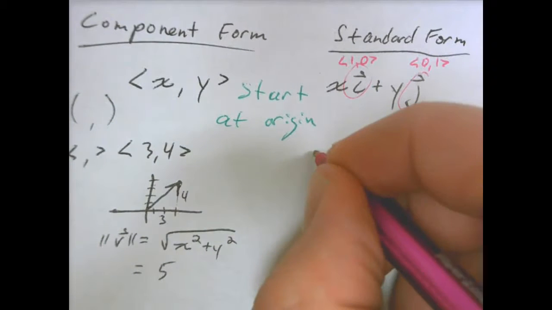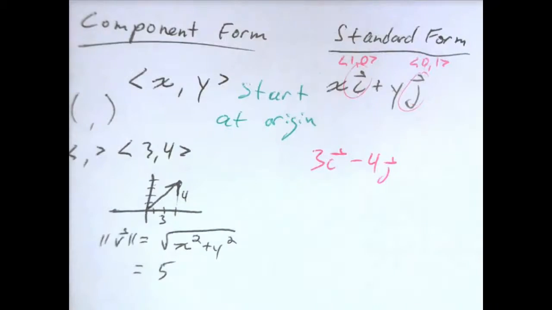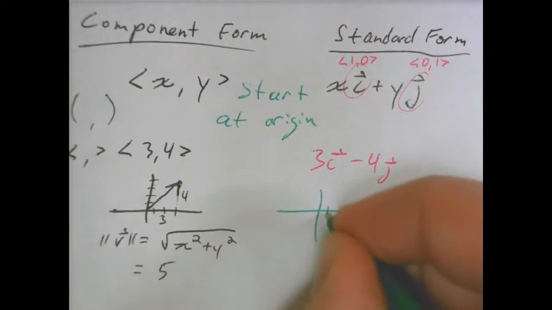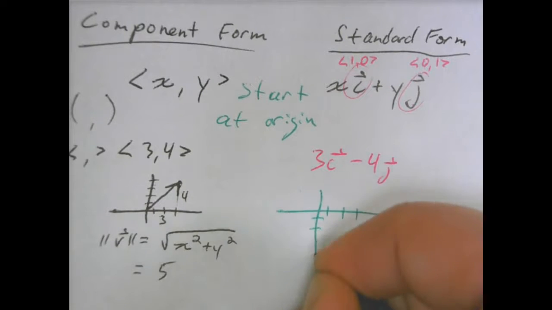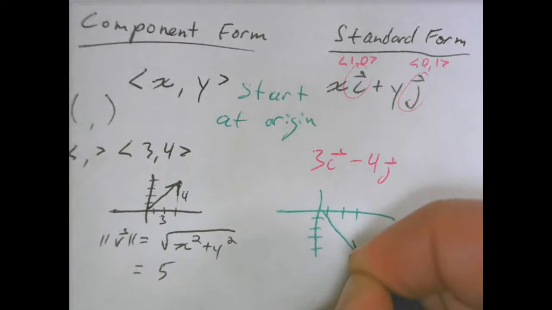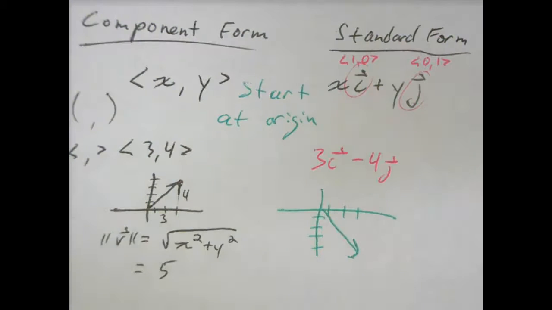So say we had 3i minus 4j. In order to graph that, you would go over 1, 2, 3, down 1, 2, 3, 4, and you would have your vector. Yay, vector, 3i minus 4j.